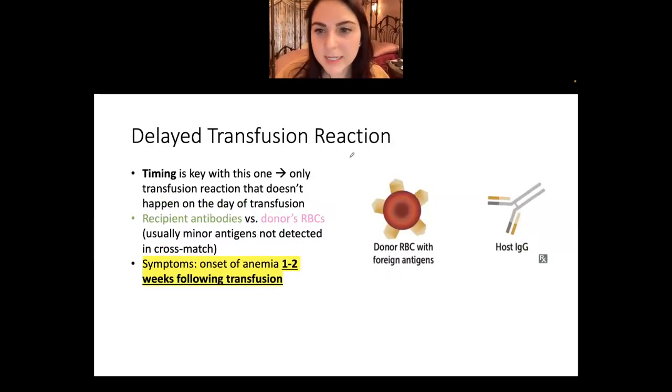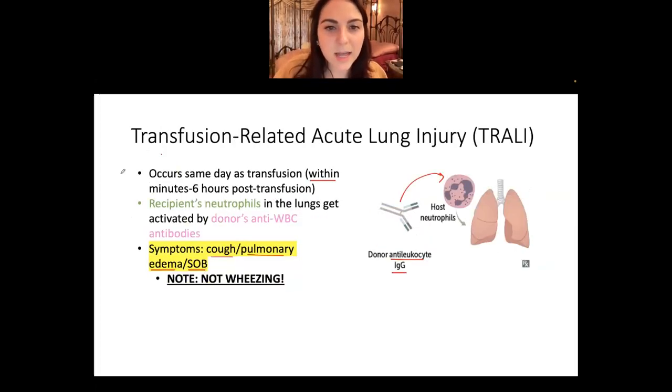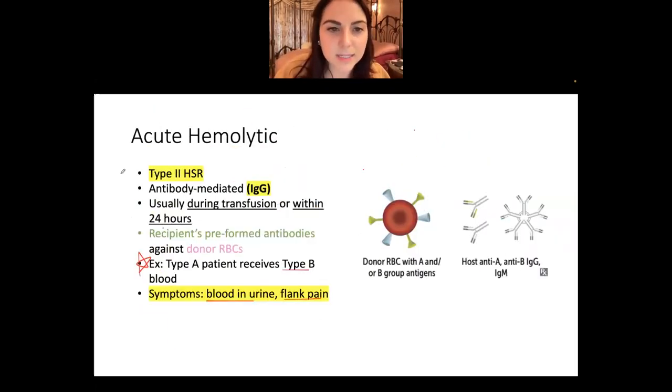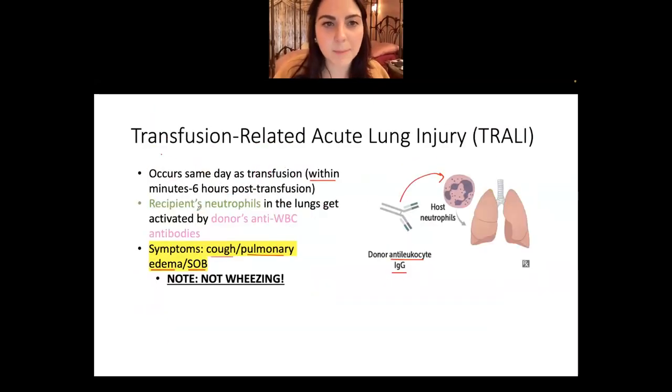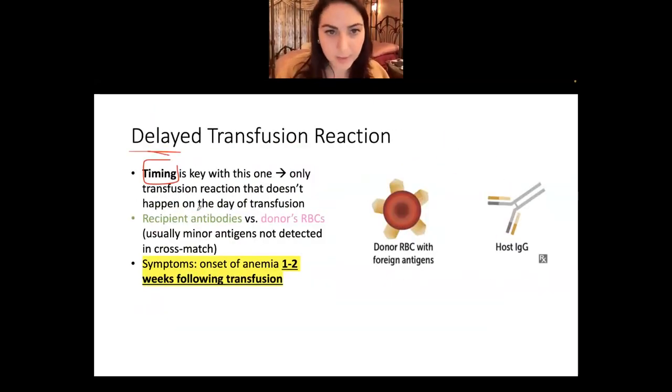Okay. And then lastly, we have our delayed. Remember, it's delayed, so timing is going to be key with this. This is the only one that doesn't happen on the same day. If you go back, I even say it's in the same day, within 24 hours. So within the same day from the time of the transfusion, immediate. All of these are happening within the same day. This is the only one that doesn't. So that's literally one of the best ways to identify this type of transfusion reaction.